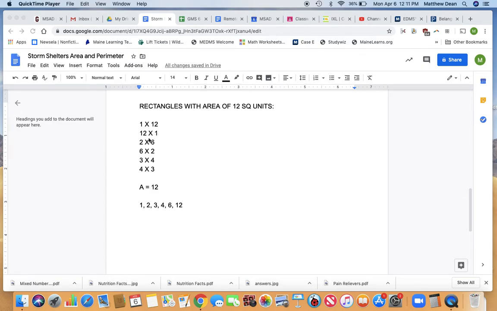We can make a 1 by 12, flip it around and do a 12 by 1. We can do a 2 by 6, a 6 by 2, a 3 by 4, and a 4 by 3. So those are all the lengths and widths, and they all have an area of 12. And to do that, we use the factors of 12, which is 1, 2, 3, 4, 6, and 12.